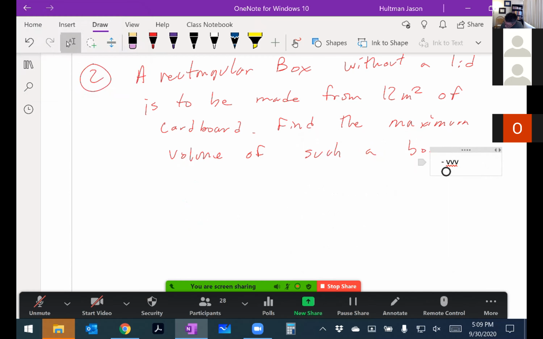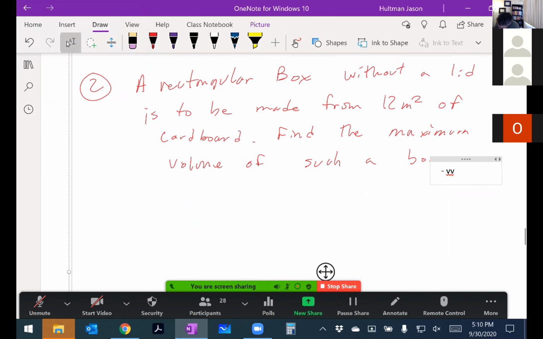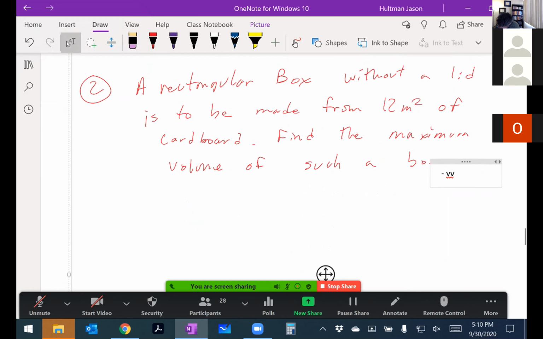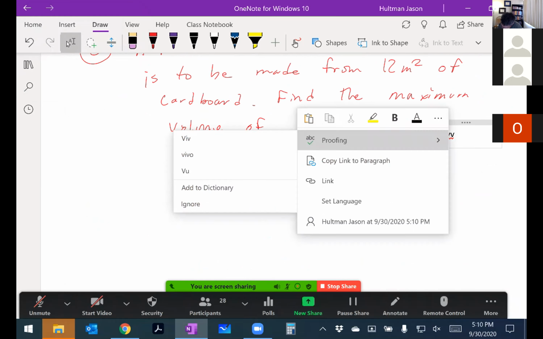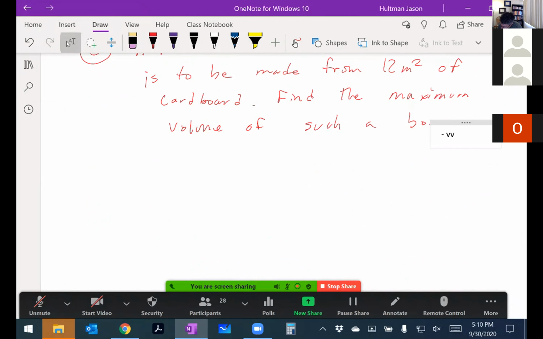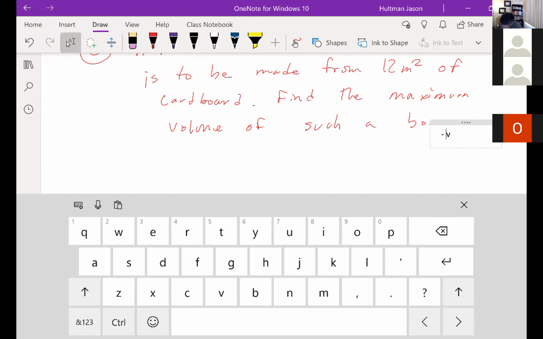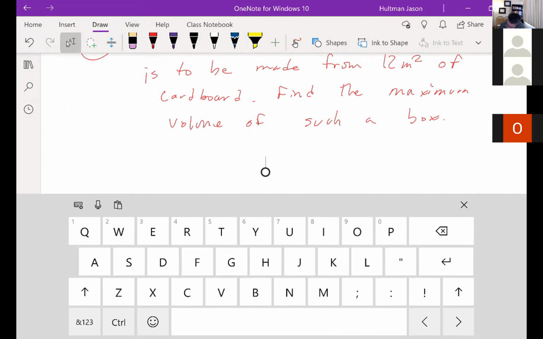So delete. Where's my delete key? Delete you, sir. Guess I can't delete you. Can I move you? Can I stop you? No. Delete. There we go. Proofing. I don't want to proof. I want to ignore. I want to go away. There we go.